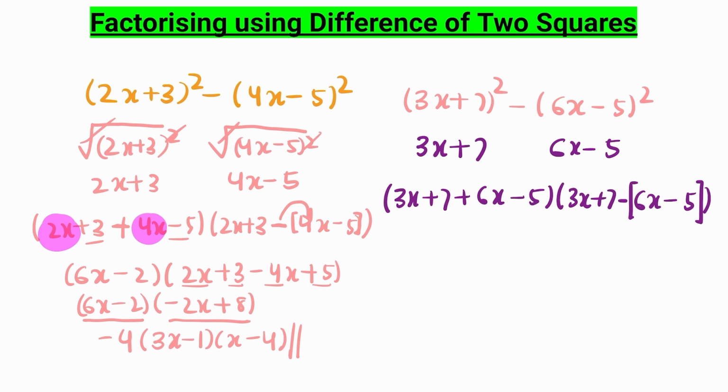Now we can simplify this expression. Here 3x and 6x we can add, which will give us 9x, and here 7 minus 5, it's plus 2. And here we can simplify the second pair of brackets.